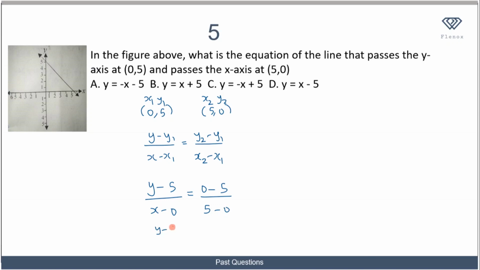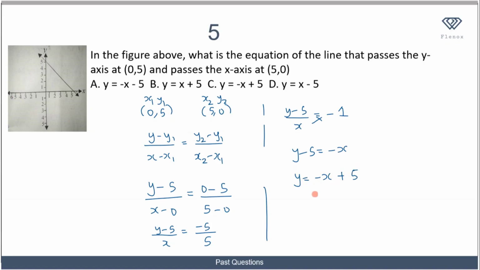So I have y minus 5 over x is equals to 0 minus 5 gives me minus 5 and 5 minus 0 gives me 5. So that becomes y minus 5 over x is equals to minus 5 over 5 gives me minus 1. And if I cross multiply, I have y minus 5 is equals to minus x. If I bring this 5 to the other side, I have y is equals to minus x plus 5. So the equation of the line is y is equals to minus x plus 5. And that makes the correct option to this question option C.